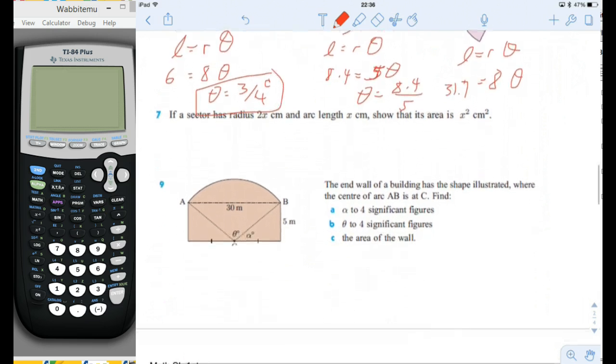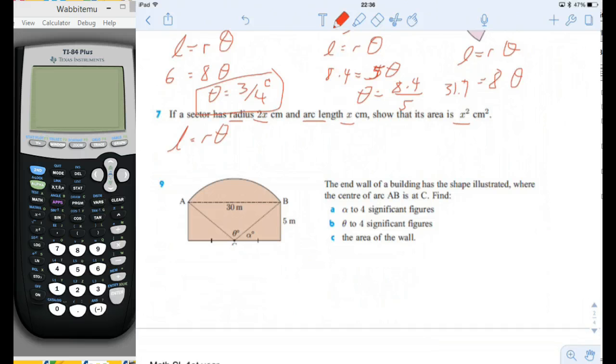If a sector has radius 2x centimeters and arc length x centimeters, show that its area is x squared centimeters squared. Let's see, we know the radius and we know the arc length, and then we need to find theta. So that would be L equals R theta. L is equal to x, R is 2x, and theta we don't know yet. So we divide x by 2x, and that gives us theta, and that gives us a half radian.